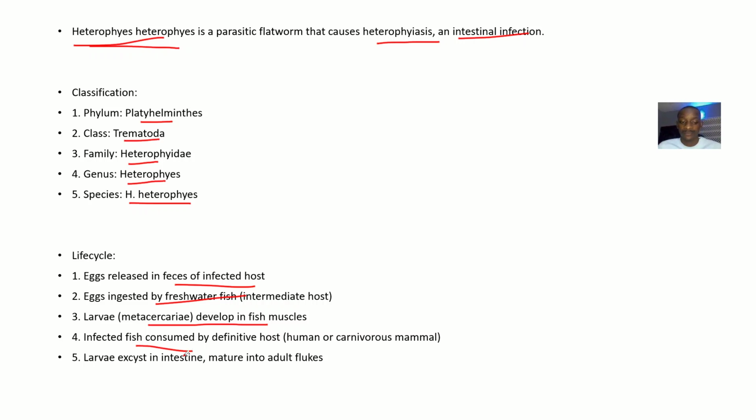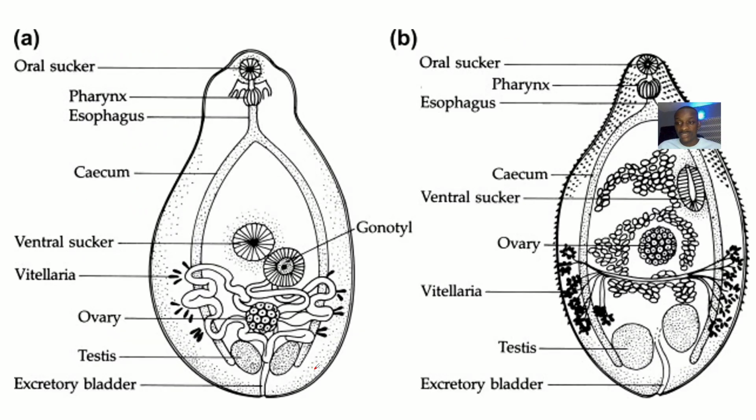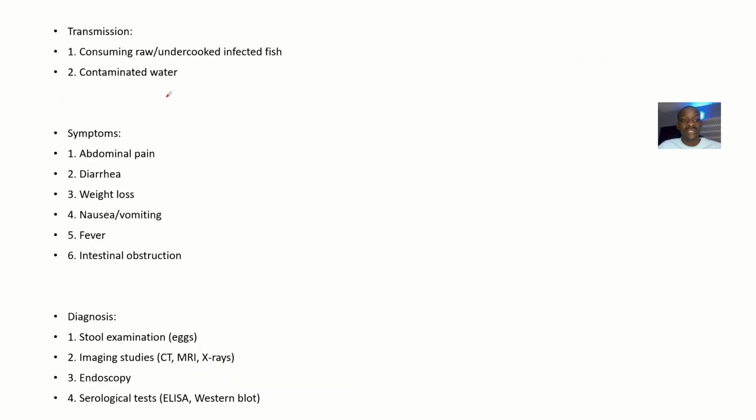So when the larvae gets into the human being, the cyst breaks and the larvae is released. Then it will mature in the human being, causing a lot of problems, before it is excreted through feces. Transmission is by consuming raw or undercooked infected fish, or consuming contaminated water.